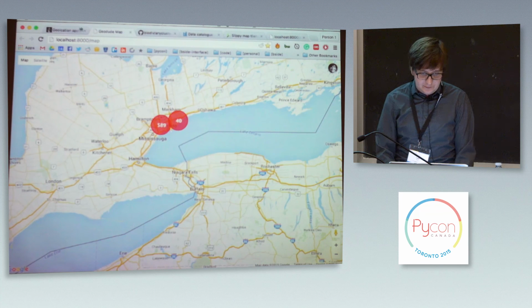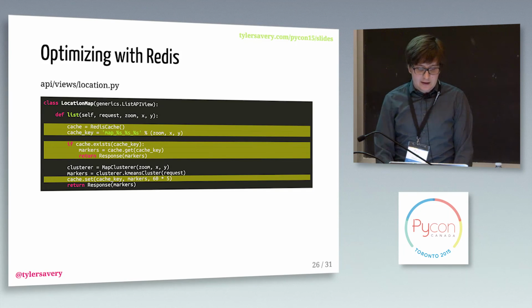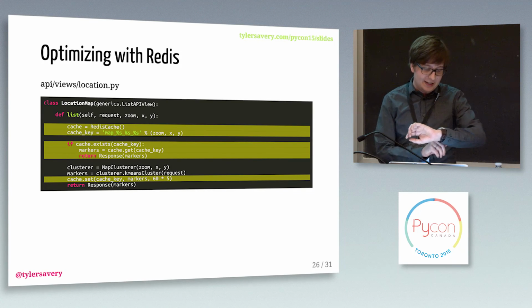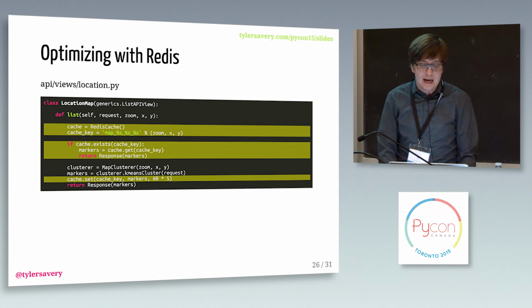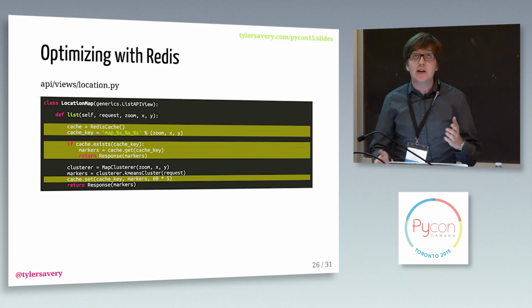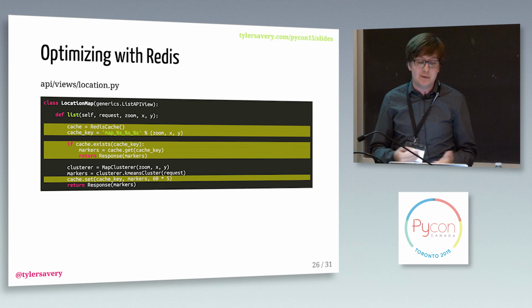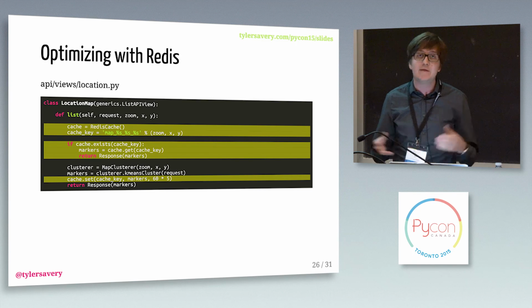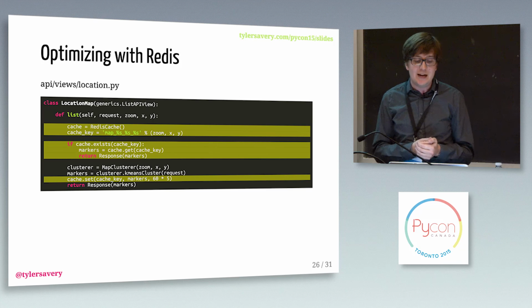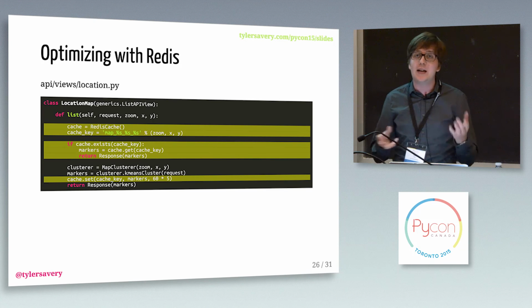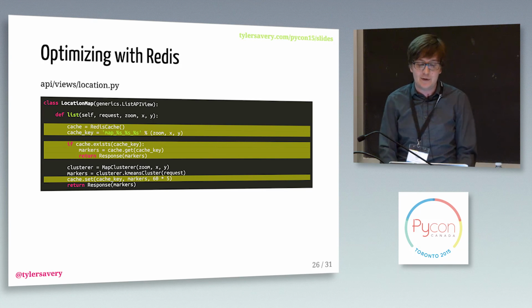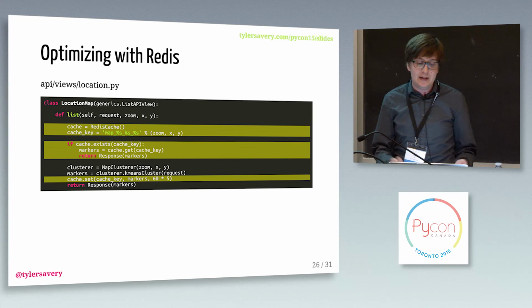OK, so very quickly, because I know my time is almost up and I want to have a bit of time for questions. Something you might want to do on top of this is optimize with Redis, so that if you have 10 people using the app in Toronto, you don't keep calculating the same thing when the data hasn't changed from the same point of view. It's pretty easy to implement.